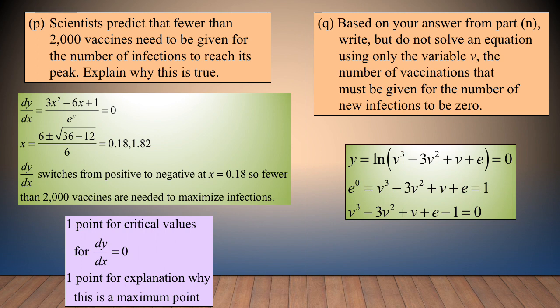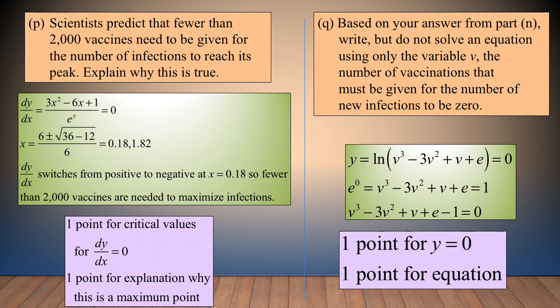We set our predictor equation y equals natural log of v cubed minus 3v squared plus v plus e, and we set that equal to 0. We need to get rid of the y, and we can therefore write e to the 0 is equal to v cubed minus 3v squared plus v plus e, and e to the 0 is equal to 1. So our equation is v cubed minus 3v squared plus v plus e minus 1 is equal to 0. 2 points for this problem, 1 point for setting our y equal to 0, and then 1 point for the final equation.